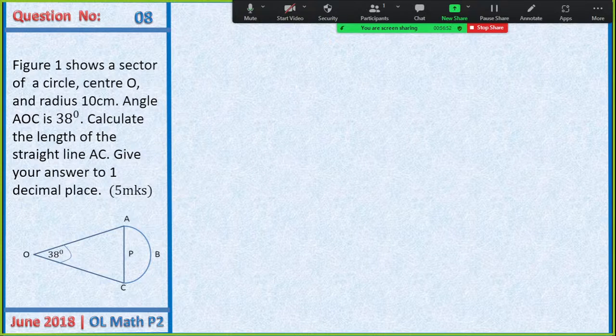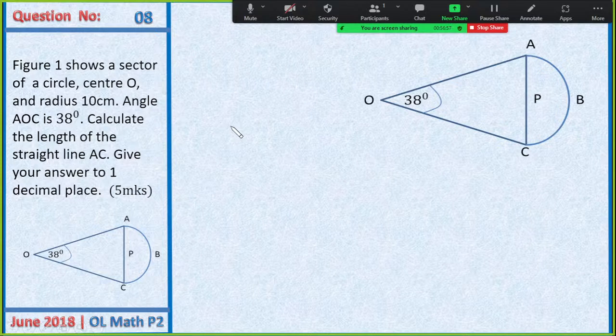Alright, so let's tackle this question. So this is the diagram, and this line that passes through and meets the midpoint of AC divides this figure into two equal parts. Or we can look at this triangle OAC as an isosceles triangle in which two sides are equal. It means that this angle here is equal to this angle here, right? So this line will bisect this angle into 19 degrees and 19 degrees, which sums up to that angle.